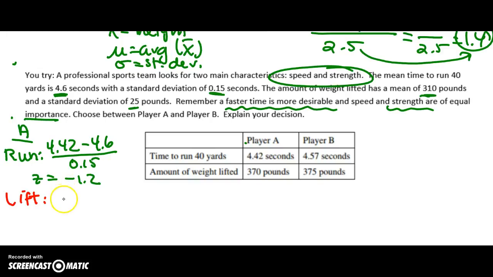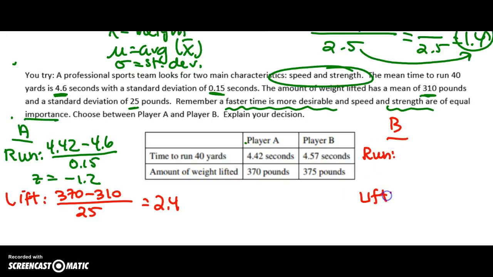Now we're going to do it for their amount of weight lifted. This player lifted 370 pounds from the original problem. 310 was the mean and the standard deviation was 25. We type that into our calculator, and they have a z-score of 2.4. I would like you to pause me and do the same thing for B. Figure out their z-score for their time running and the amount that they can lift, and then we'll talk about the comparison. That'll be the last thing we talk about.